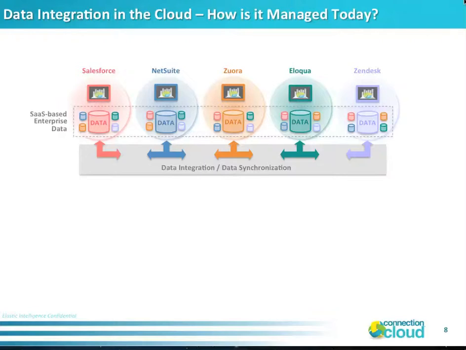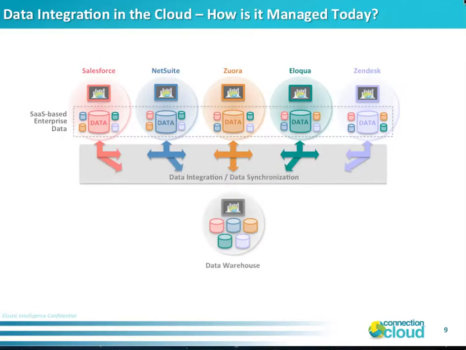So what we think is a better solution is to avoid all that synchronization or integration, avoid the data warehousing if you can, and rather create a single common access to multiple data sources on a real-time basis, getting only the data I need and optimizing access through these various APIs.